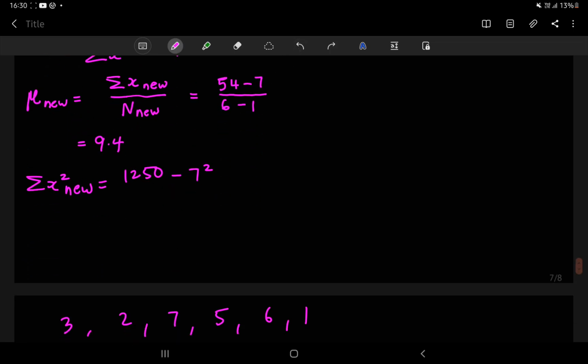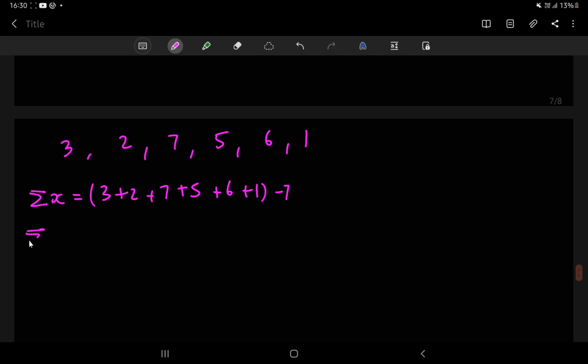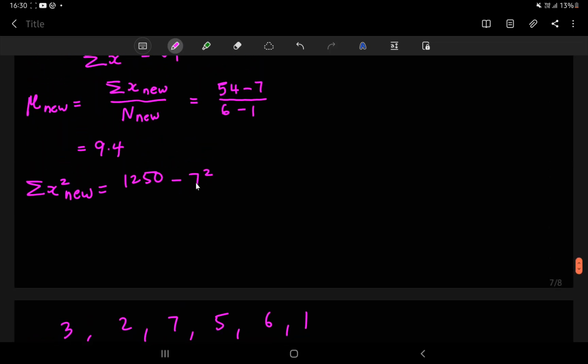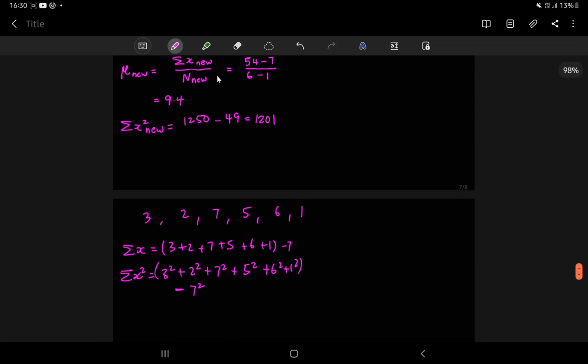And then the sum of square is 3 square plus 2 square plus 7 square plus 5 square plus 6 square plus 1 square. If we remove 7 from the data set, we minus 7 square, because we are dealing with the sum of square. That's why I wrote 7 square here, right? 7 square is 49, which gives 1201. So we have our new mean and also new sum of square.